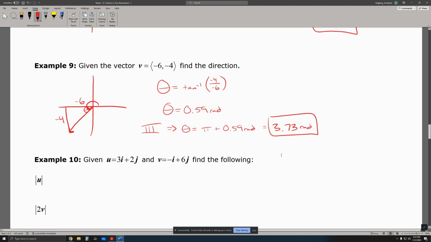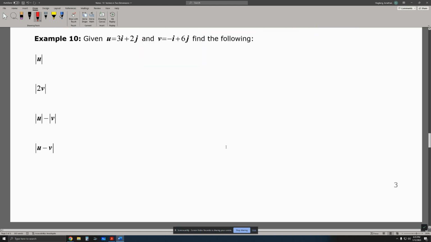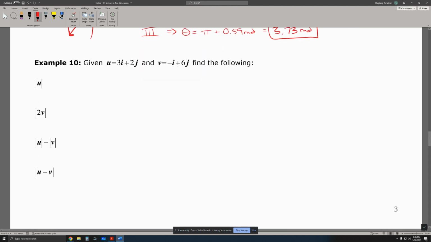All right, last problem, example 10. Given vector u and vector v, find the following. So we'll start with the magnitude of vector u. This is equal to the square root of 3 squared plus 2 squared. And that's equal to the square root of 9 plus 4, or the square root of 13.